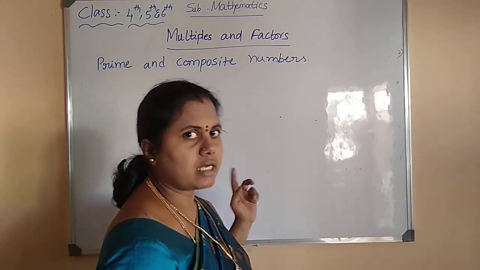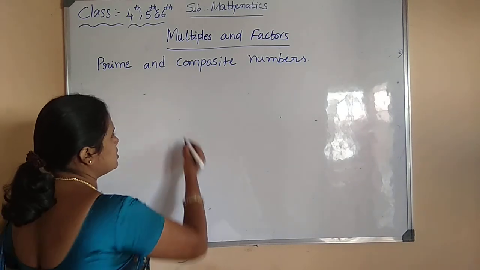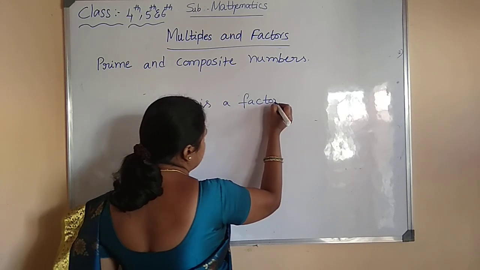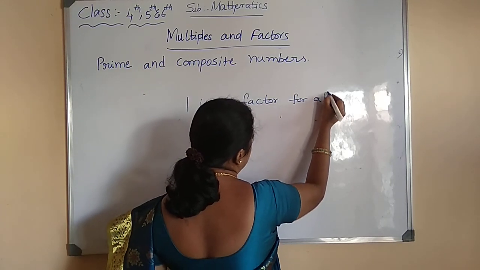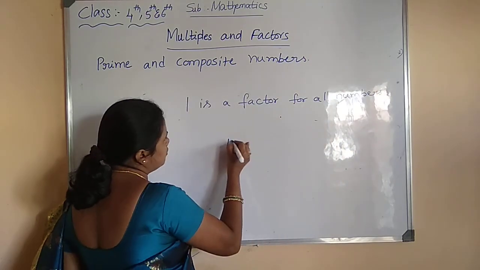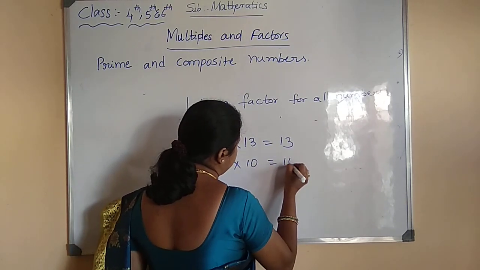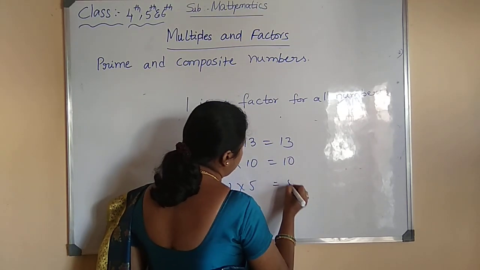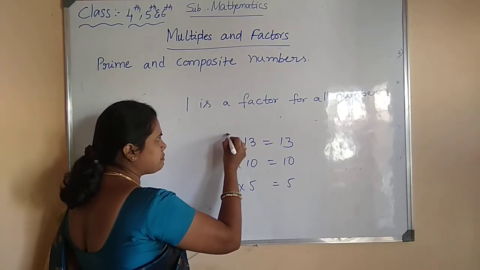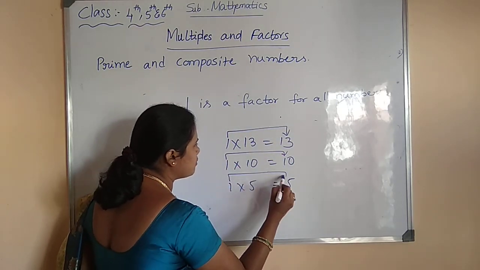Now I will tell you an example. Before that, first 1. You have to know this factor. What is this? 1 is a factor for all numbers. For example, 1 into 13 is 13. 1 into 10 is 10. 1 into 5 is 5. See, 1 is a factor for any number. For all numbers, 1 is a factor.